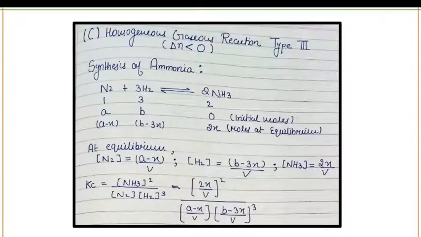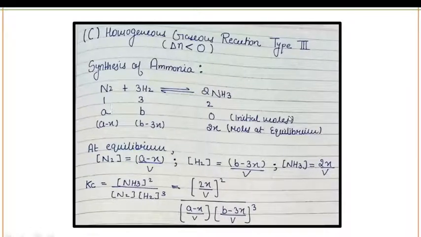Next we have the third and last case, that is, homogeneous reaction type 3, which means the value of delta N is negative. For example, we have the synthesis of ammonia. In that particular case, you can see here the number of moles of product is less than the number of moles of reactant. After subtracting, you will get the value of delta N as negative, that is, -2.